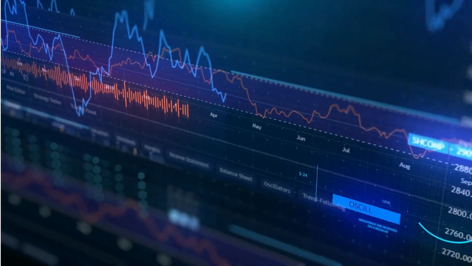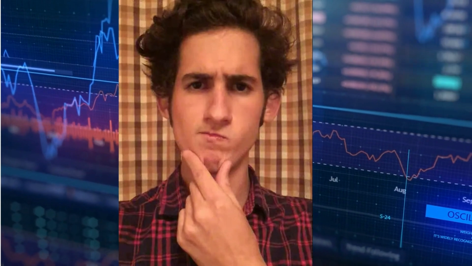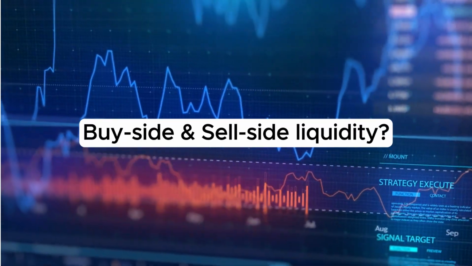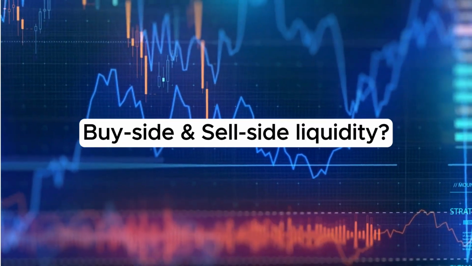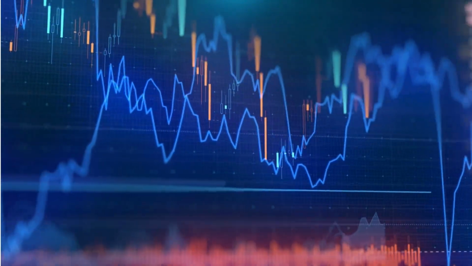Now, those are the only types of liquidity. I guess you're asking yourself, how about buy-side and sell-side liquidity? Aren't they types of liquidity too? Well, these are not, but stick around. I'm going to show you where these lie.